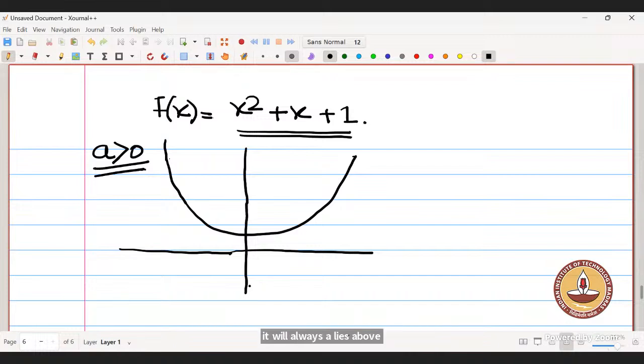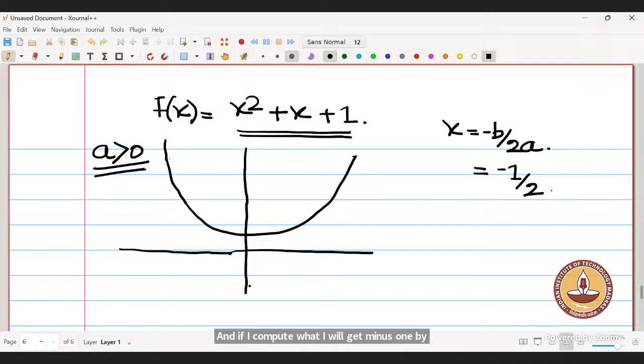And what about the axis of symmetry? What is the axis of symmetry for this quadratic equation? x equal to minus b by 2a, right? And if I compute, what will I get? Minus 1 by 2, that is minus 0.5, right?